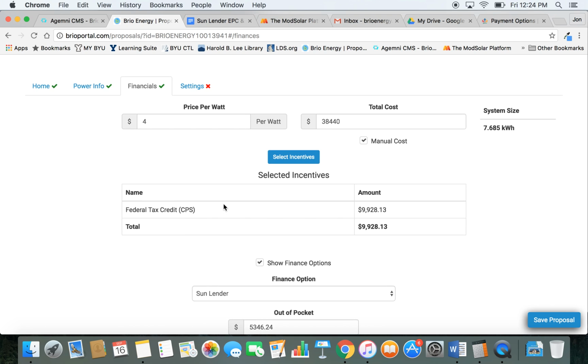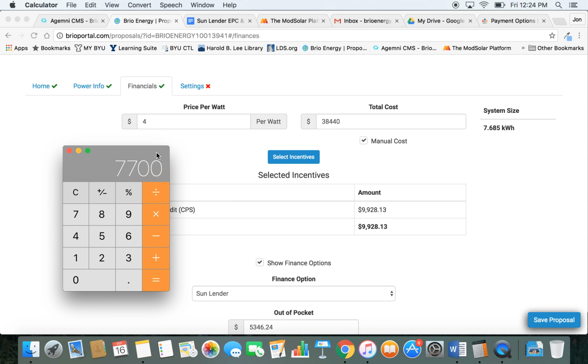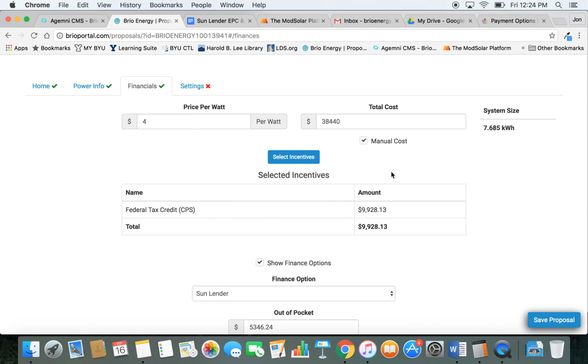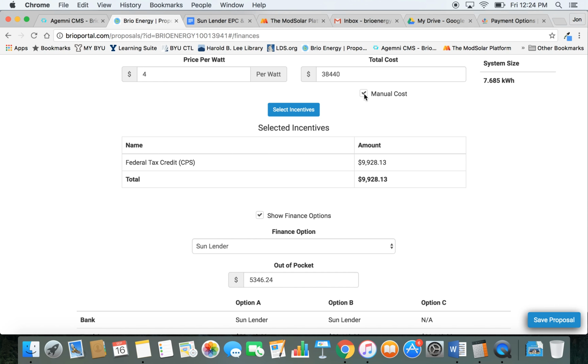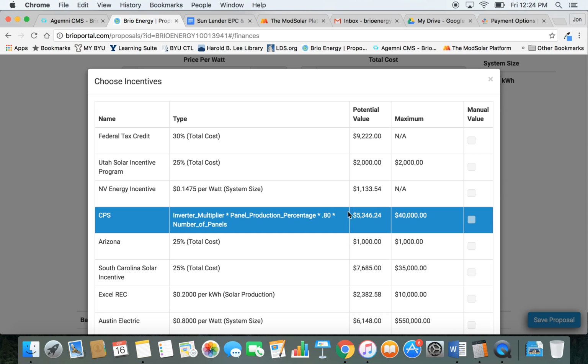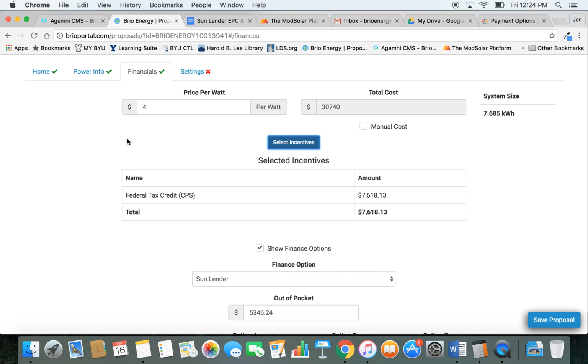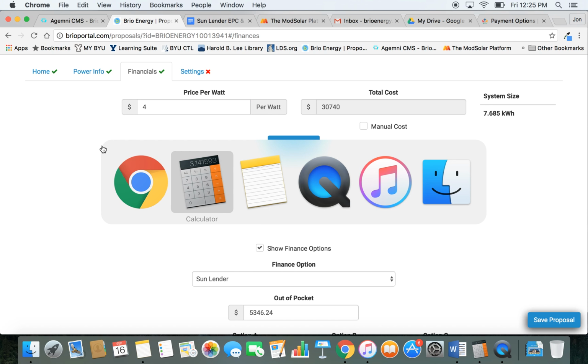And then when I upload the proposal, I'm going to note and say in Gemini right here that my adder is $7,700. You see that there? Perfect. Now remember, do not forget that in San Antonio, you need to take the CPS cost before you add the adder. If you have any questions, let me know. This is how we do an adder, getting the price per watt up to $5 in San Antonio.